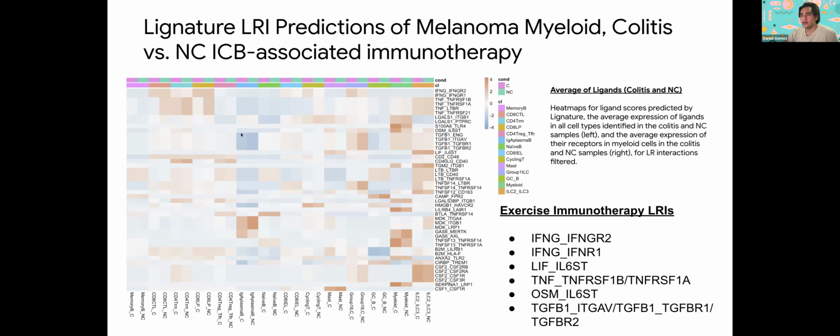Naive B cells are there as well. We can see the LRIs for those over here in the heat map. And cycling T, mast cells, myeloid cells, and ILC2 and ILC3 for each cell type as well as condition shown here in this heat map. So we can see the average expression here in the context of immune checkpoint associated immunotherapy.